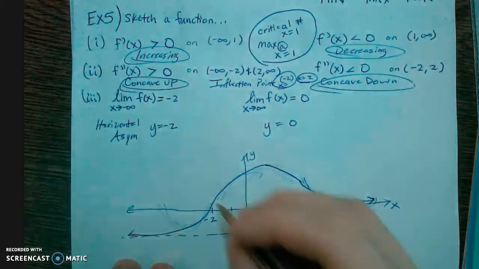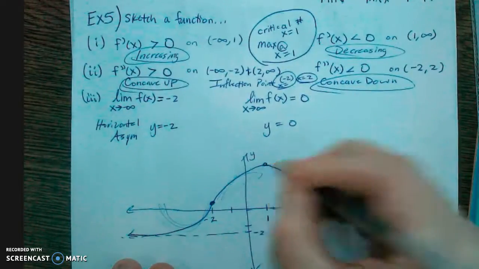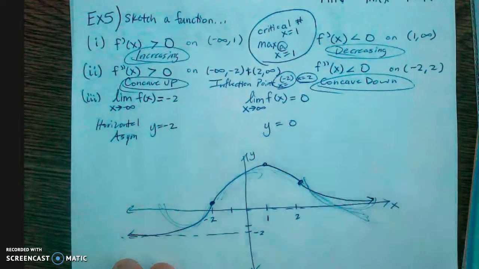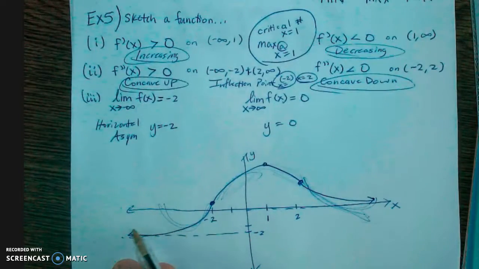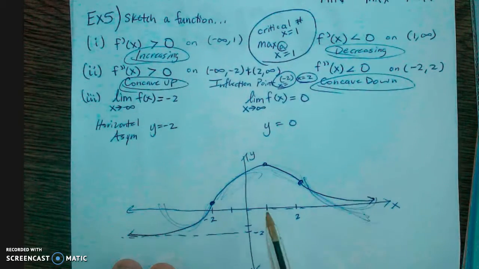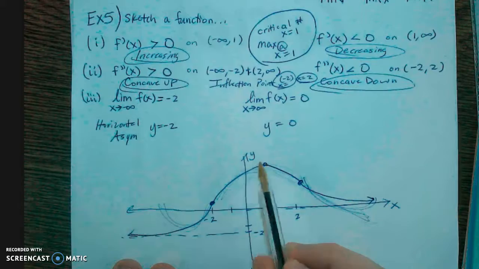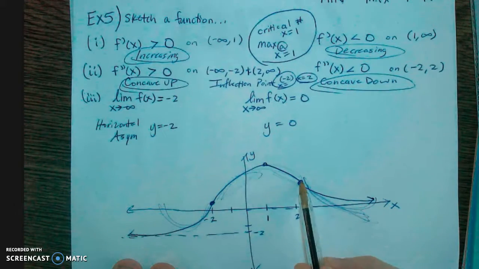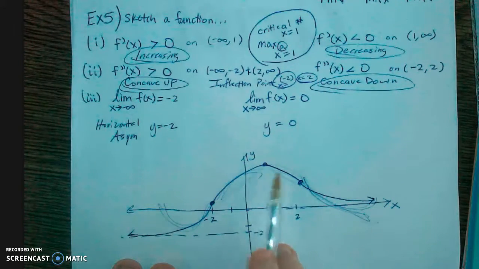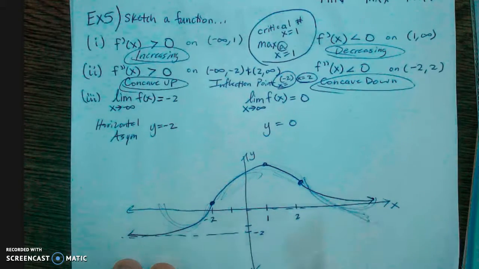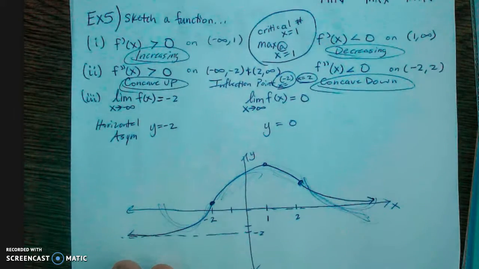So here were the points where things changed. At -2, it changed concavity from up to down. At 1, it changed from increasing to decreasing. And at 2, it changed concavity from down to up. And so that is a rough sketch of what they gave us.